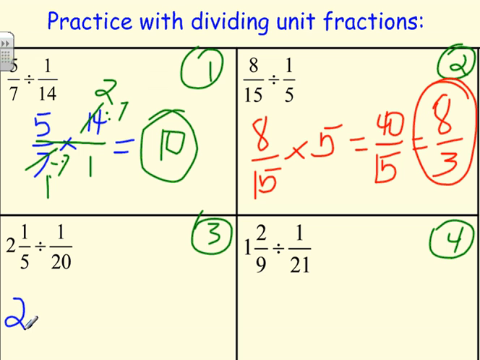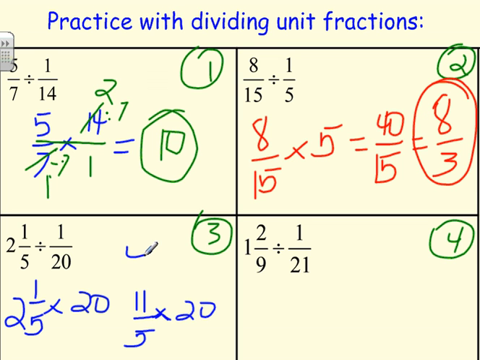2 1/5 divided by 1/20. Now, we keep the first number the same, keep it 2 1/5, and multiply it by 20. But we know that when we multiply mixed numbers, we have to change mixed numbers to improper fractions. So this becomes 11/5 times 20. We can't just multiply a mixed number by a number. We need to change it to an improper fraction to make sure that we're taking into account everything we have. 20 times 11 is 220 divided by 5. 220 divided by 5 is 44.